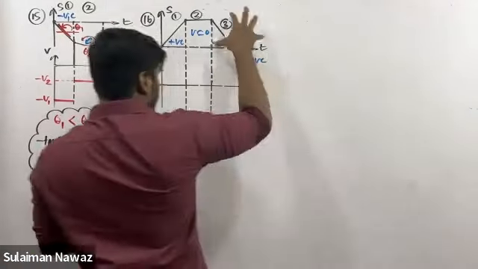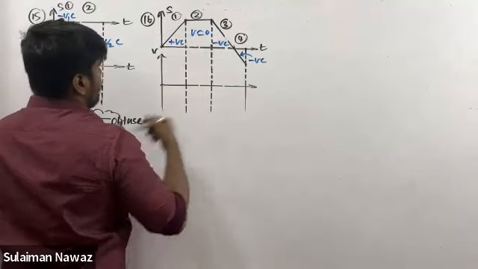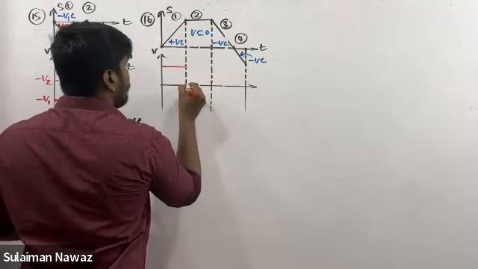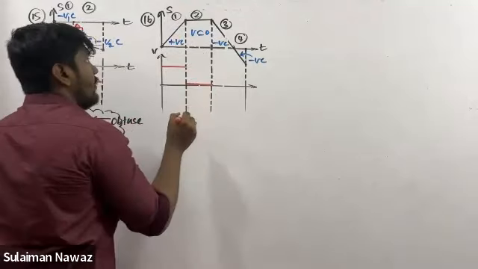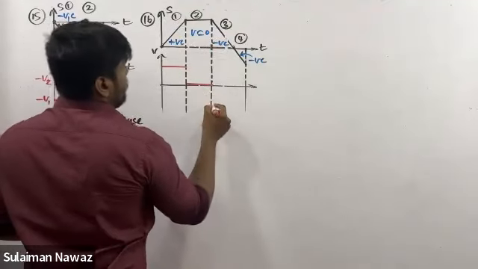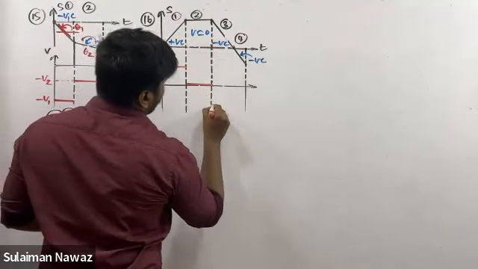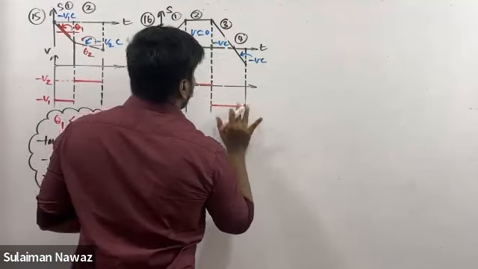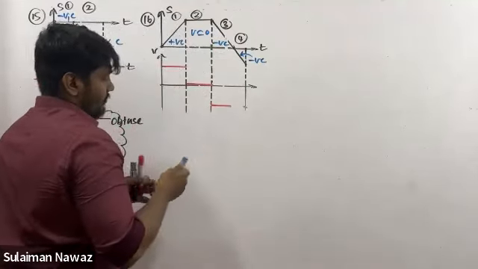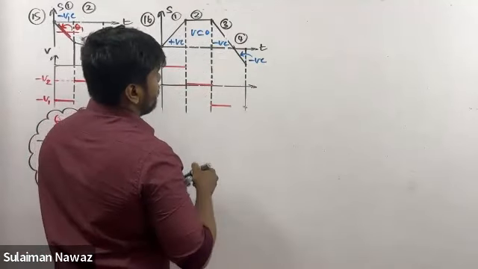Okay, I will give a note when I come to here. We'll do the graph: positive velocity constant, velocity 0, negative velocity constant, negative velocity constant.